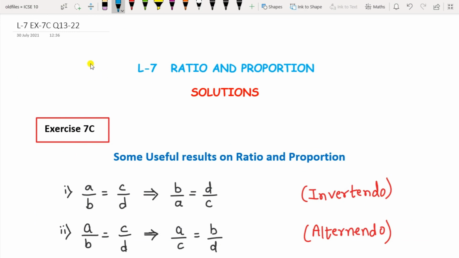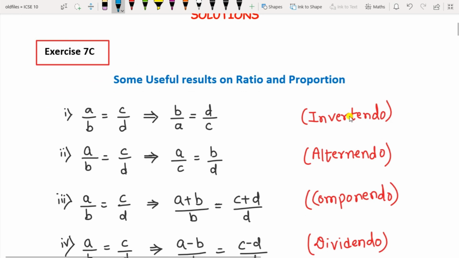In this video we are going to see the solutions of exercise 7C from question 13 to 22 of lesson 7 ratio and proportion. In the I-link above I have shared the previous video of exercise 7C where we have solved some of the problems based on the properties of proportion. So let us solve some more problems using the properties of proportion of exercise 7C.